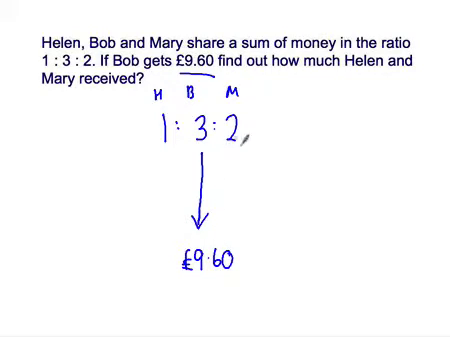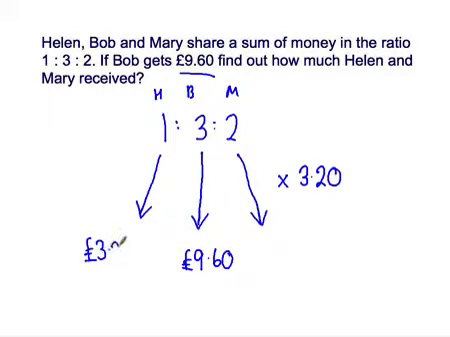So all I'm doing is working out how many 3's have gone into that £9.60, or what £9.60 divided by 3 is, and that is £3.20. 3 lots of £3.20 is £9.60. So all I've got to do is multiply each of those by the same number. So 1 times by £3.20 will be £3.20, and 2 lots of £3.20 will be £6.40.